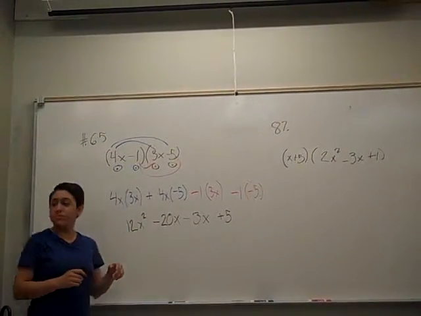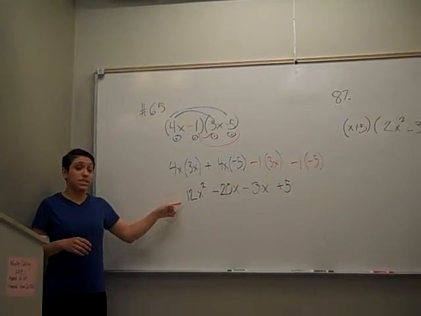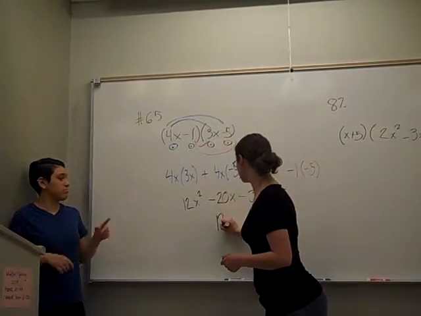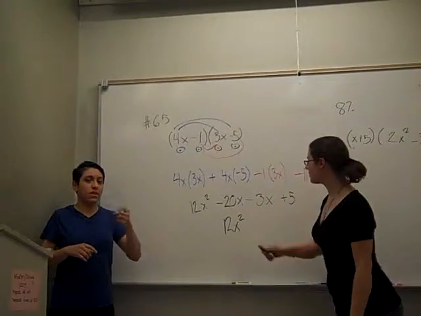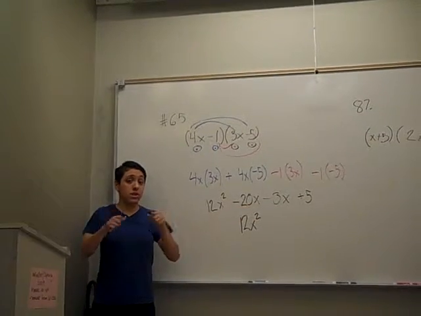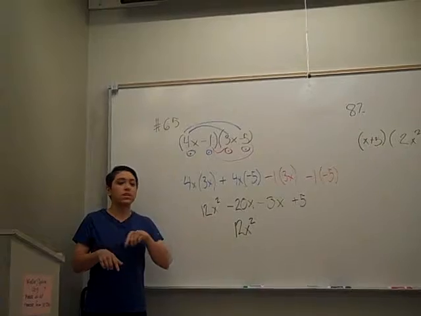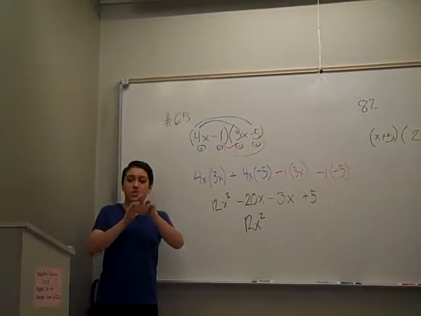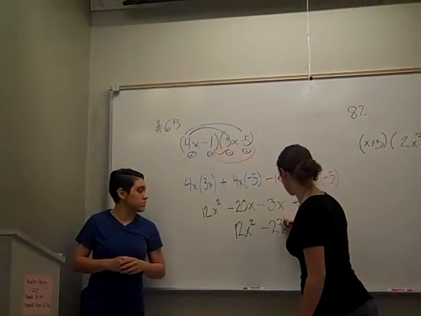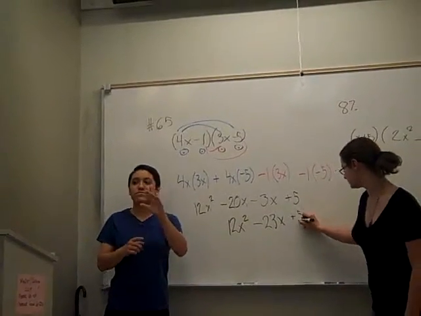Good. All right. Can I do anything with the 12x squared? No. It's the only x squared, right? So there's nothing left to do. So I got 12x squared. Now I have a minus 20x and a minus 3x, so those are both just plain x's. So how many x's do I leave off with? Minus 23. Minus 23x. Yeah, so minus 23x, and then finally, plus 5. Plus 5. Good.